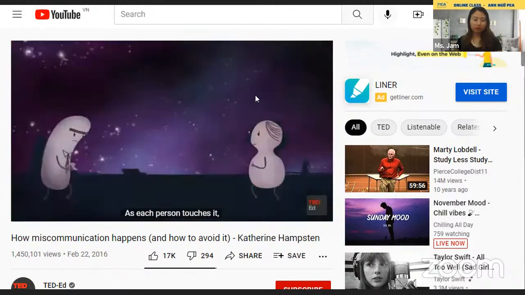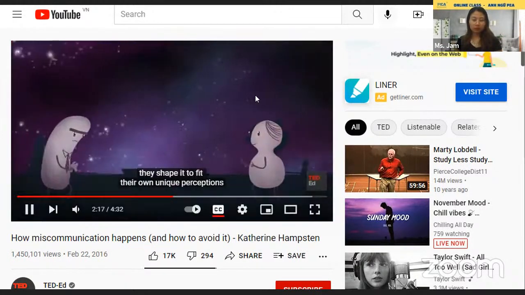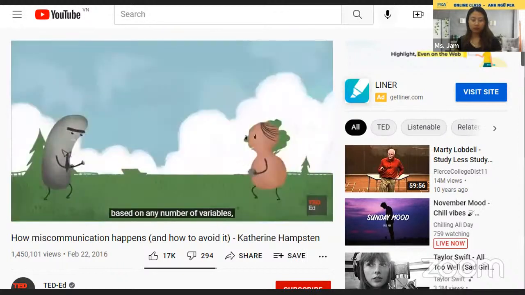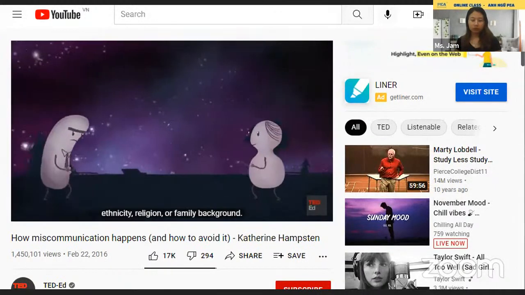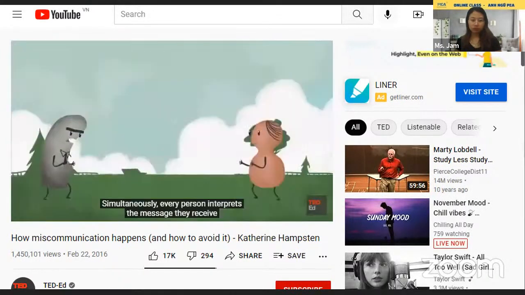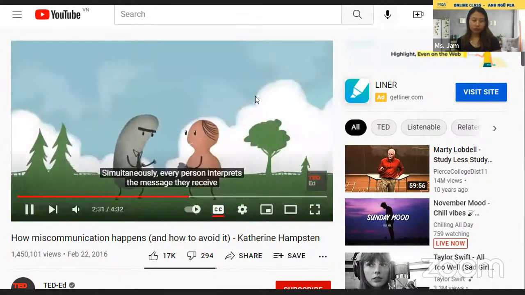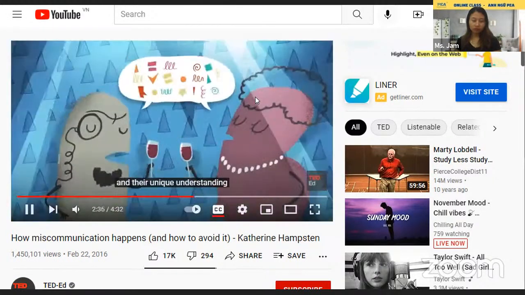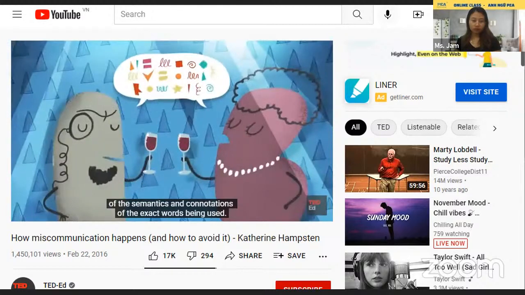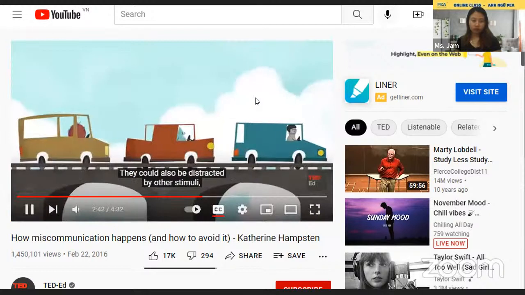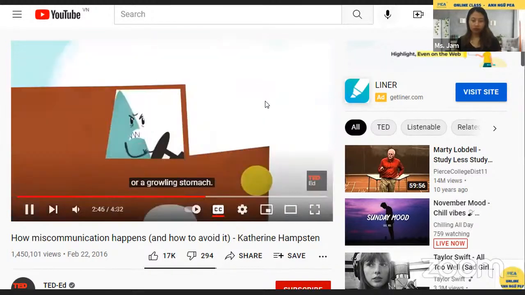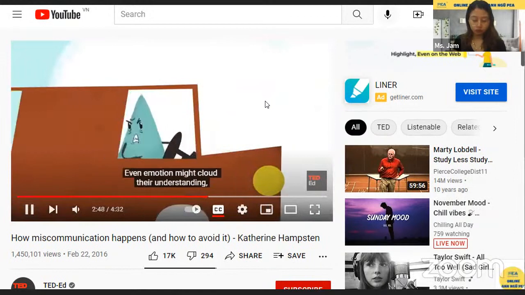As each person touches it, they shape it to fit their own unique perceptions based on any number of variables, like knowledge or past experience, age, race, gender, ethnicity, religion, or family background. Simultaneously, every person interprets the message they receive based on their relationship with the other person and their unique understanding of the semantics and connotations of the exact words being used. They could also be distracted by other stimuli, such as traffic or a growling stomach. Even emotion might cloud their understanding.